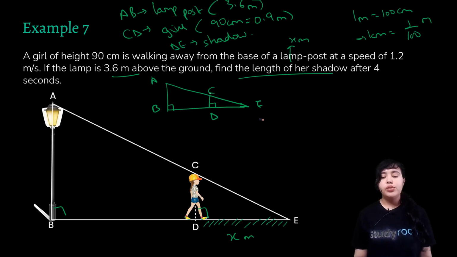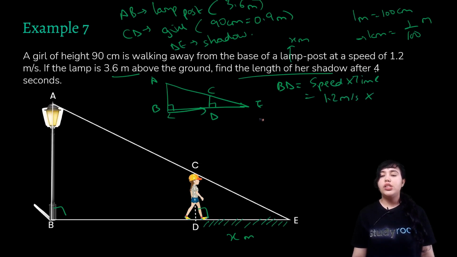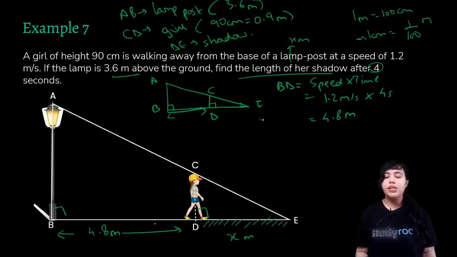So now what we want to calculate is BD, this distance over here. This BD is distance, which means it is speed into time. The girl is walking away from the lamppost at a speed of 1.2 meter per second, and you want to find out her shadow after 4 seconds. So that would make that distance 4.8 meters. So BD is equal to 4.8 meters, and we took DE to be x meters.